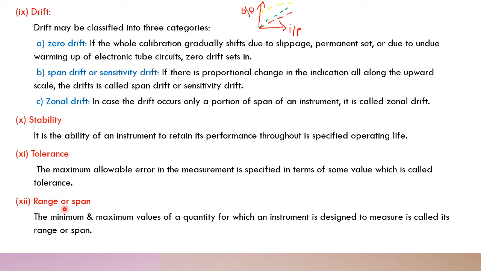The next one is the range or span. Each and every measuring instrument has a range. Suppose you take a voltmeter, and it measures 0 to 30 volts, that is the range or span. Up to 30 volts only it is able to measure. These are all the 12 static characteristics of a measuring system.